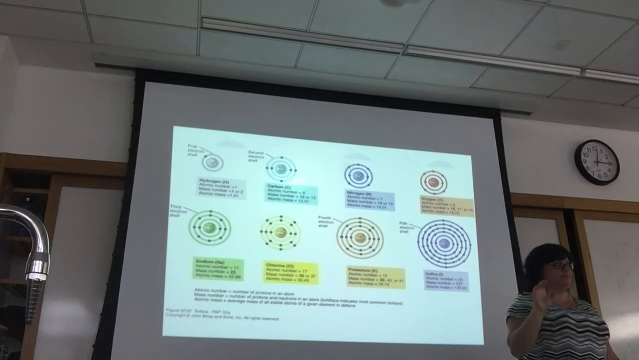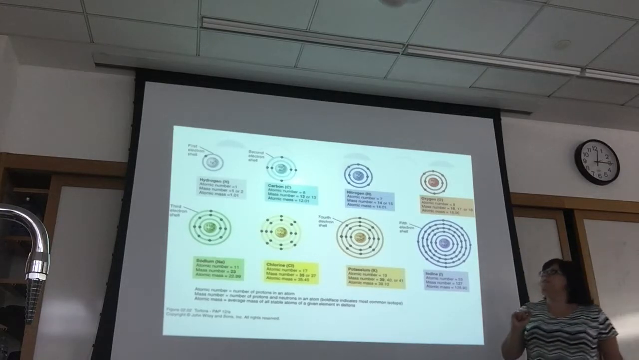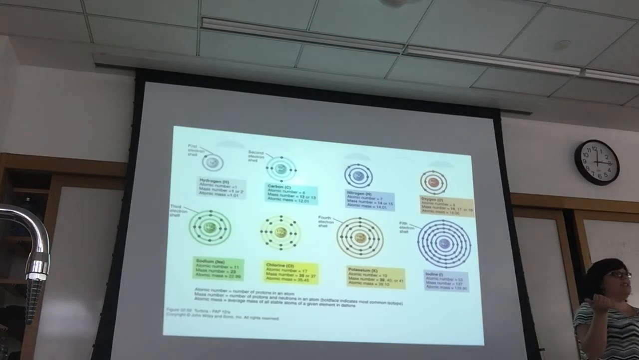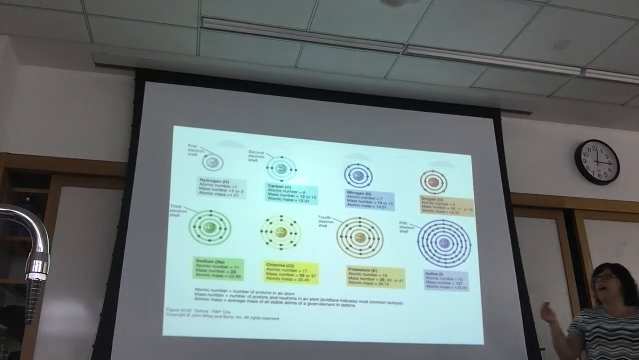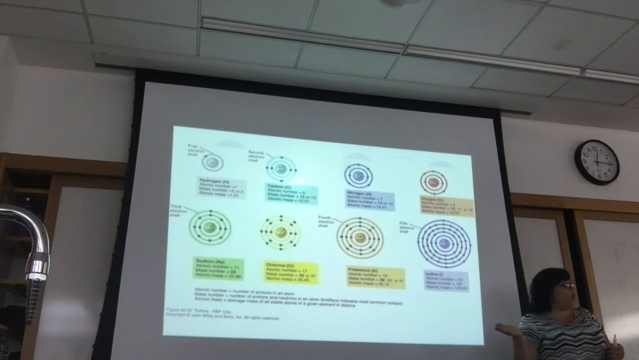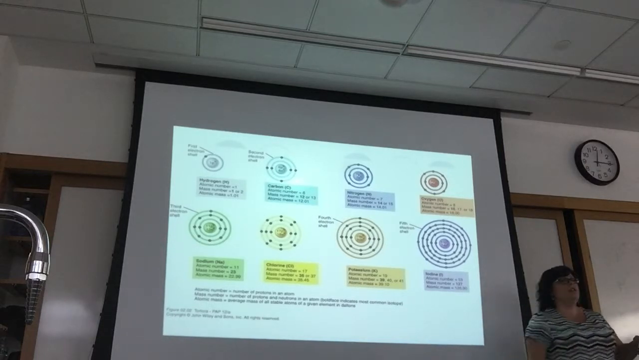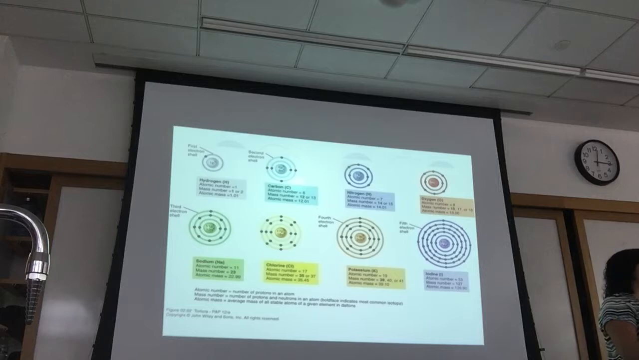Everyone agrees? Okay. Is carbon stable the way that it is then? No. What do we want to have? 8. We want to have 8 electrons in that outer electron orbital. And if we don't have 8, in this case we only have 4, we still need 4 more, then the atom is not considered stable.